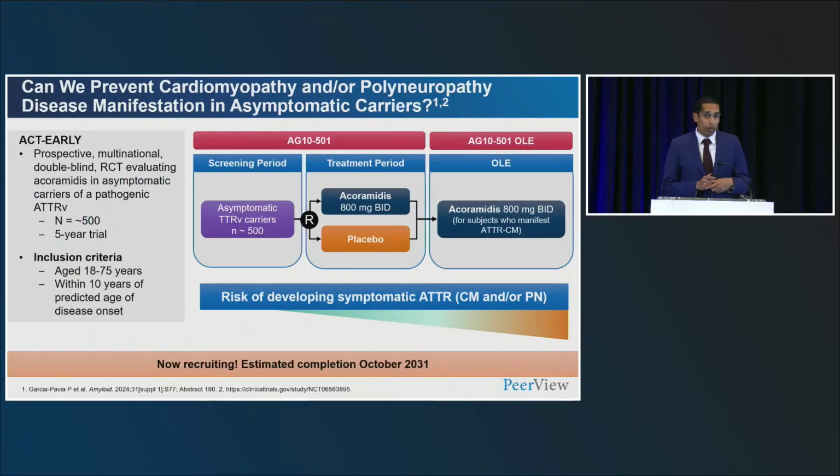And so this has begged the question about whether we can prevent the disease in asymptomatic carriers, people in this position who might be identified through cascade screening, for example. This is going to be a really important study, the ACT Early study, which is testing the hypothesis that treatment of asymptomatic carriers can delay or maybe even prevent the development of cardiac amyloidosis. Carriers who are within about 10 years of their predicted risk for developing disease are being randomized to acoramidis or placebo. They're followed for about 5 years with an endpoint of developing ATTR, whether that's cardiomyopathy or neuropathy.